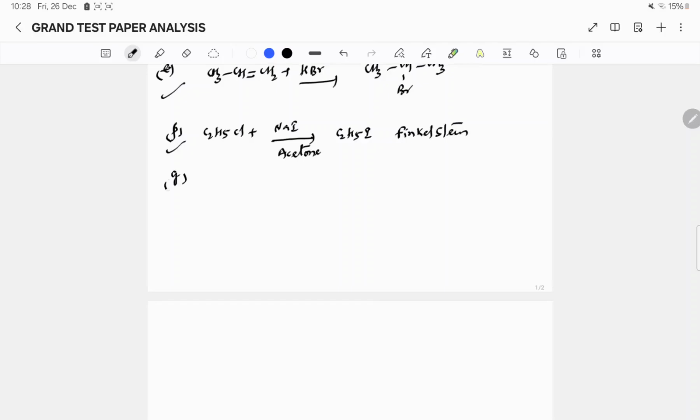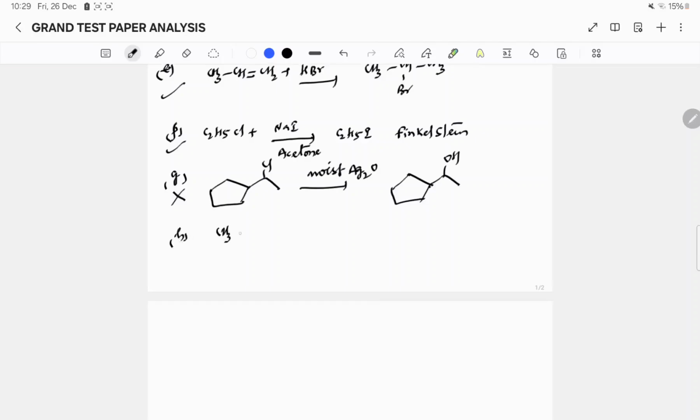Next, G. This compound is reacted with Cl, generally using moist Ag2O. Ag2O reacted with water will form OH. Then it undergoes a substitution reaction, and the Cl derivative will be converted into an alcohol product. So this reaction G does not produce any alkyl halide.